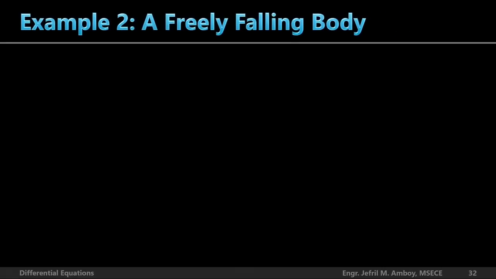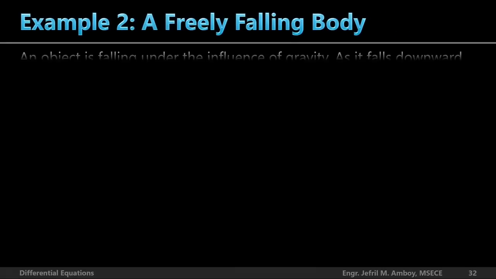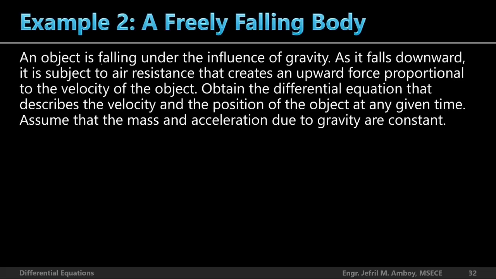Example number 2. Here, we have a freely falling body. An object is falling under the influence of gravity. And as it falls downward, it is subject to air resistance that creates an upward force that is proportional to the velocity of the object. Now, obtain the differential equation that describes the velocity and the position of the object at any time. Assume that the mass and the acceleration due to gravity are constant.